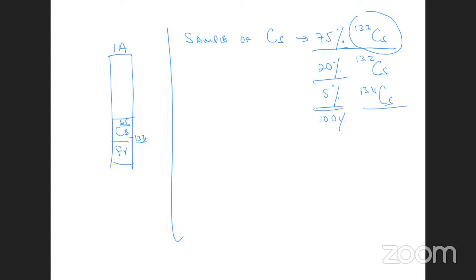Now, in order to calculate the cesium average atomic mass, what you do is you take the mass of this 75%, take the mass of this 20%, take the mass of 134, and then you get the value. That would be the average. Cesium exists in 3 forms, but the average atomic mass has to be the contribution from all 3: 133, 75% contribution, 132, 20%, 134, 5%. So the calculation is done in this way.